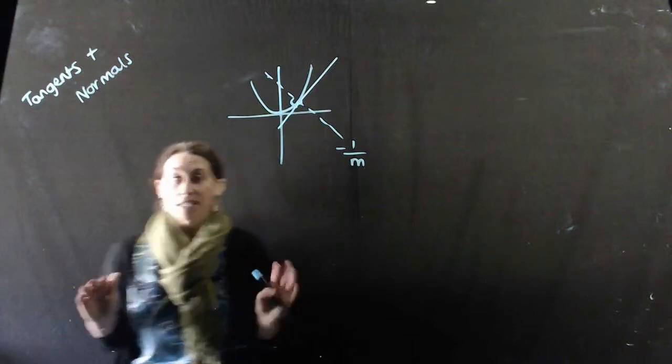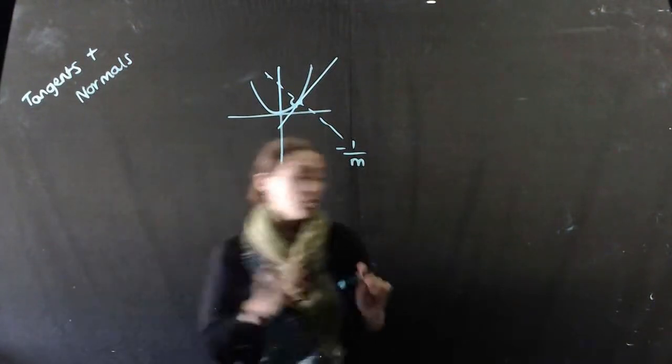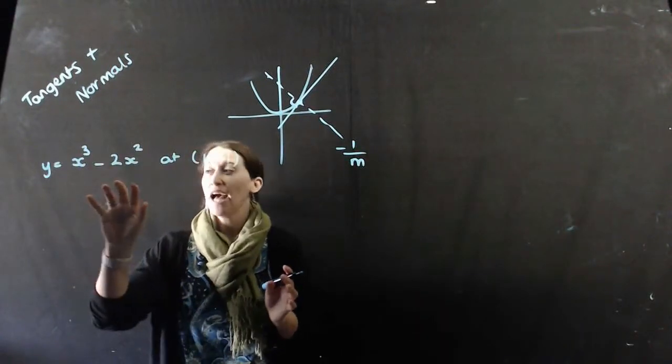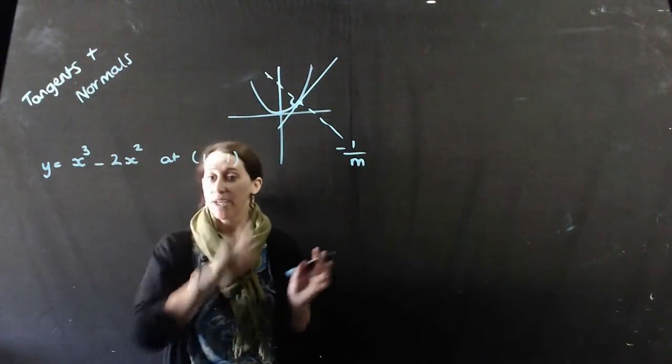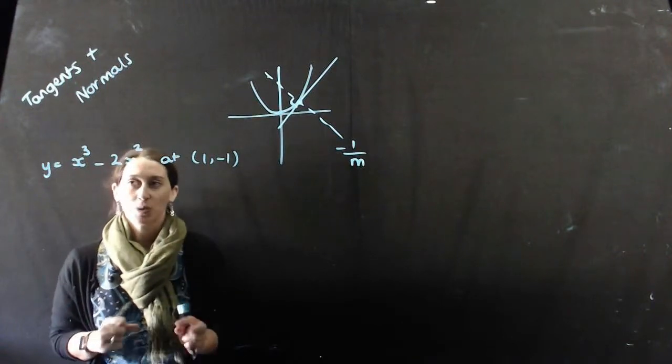Now let's go into some examples and find the equation of the tangent. So I'm just going to pick an example. We're going to find the equation of the tangent on this curve at the point when x is 1 and y is -1. And we'll also find the equation of the normal at this point as well.